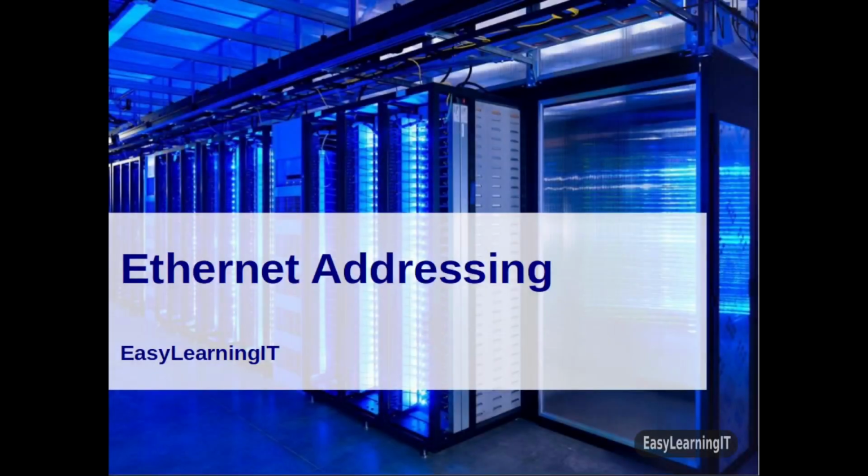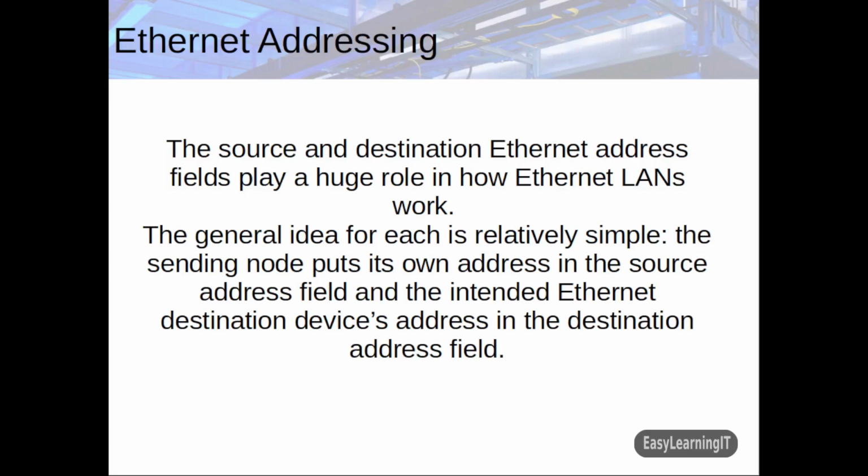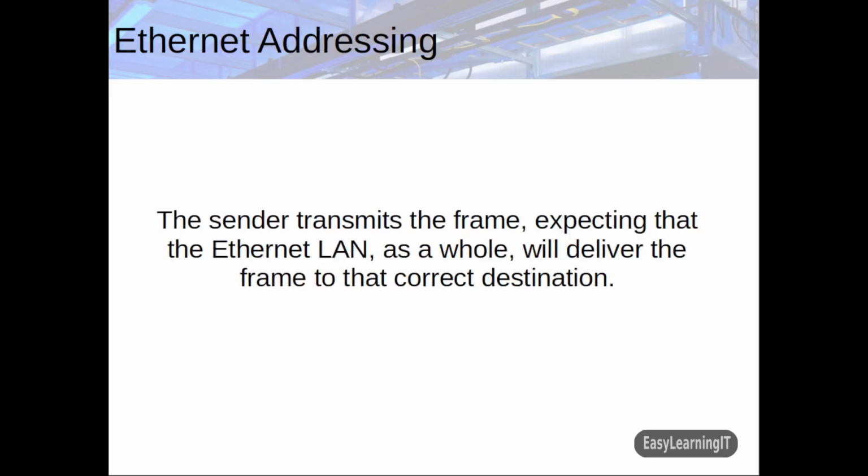Ethernet addressing. The source and destination Ethernet address fields play a huge role in how Ethernet LANs work. The general idea for each is relatively simple. The sending node puts its own address in the source address field, and the intended Ethernet destination device's address in the destination address field. The sender transmits the frame, expecting that the Ethernet LAN, as a whole, will deliver the frame to that correct destination.